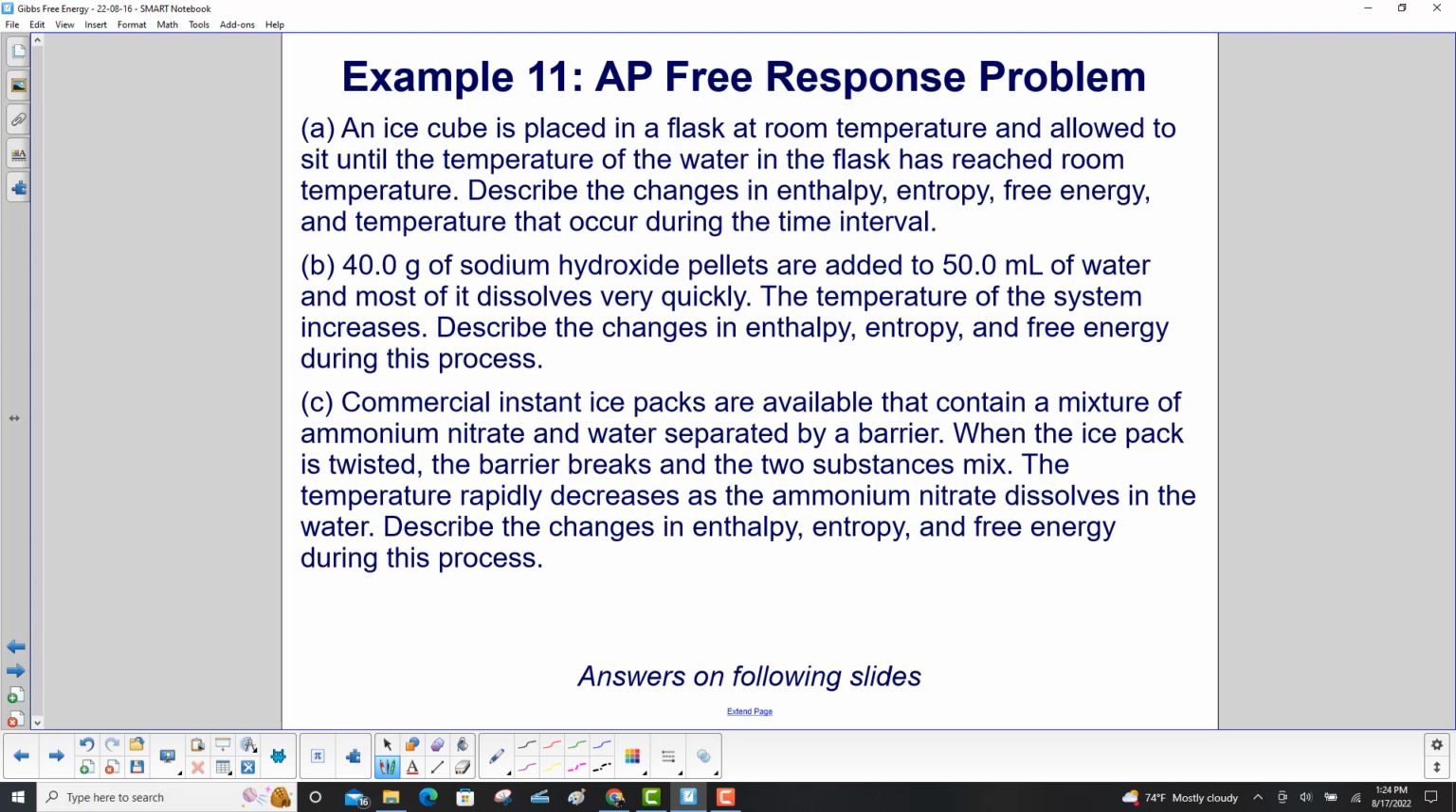B. 40 grams of sodium hydroxide pellets are added to 50 milliliters of water, and most of it dissolves very quickly. The temperature of the system increases. Describe the changes in enthalpy, entropy, and free energy during the process.